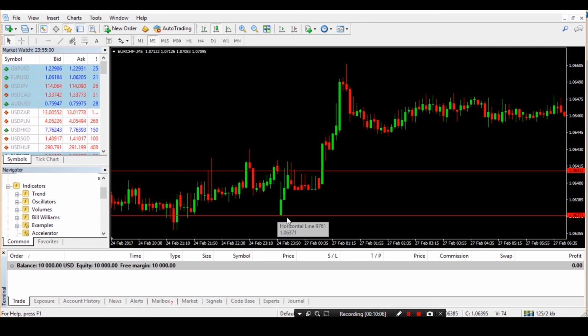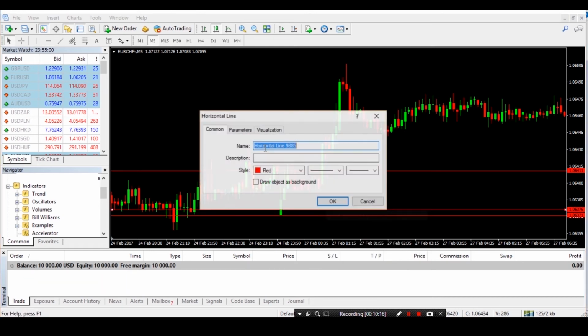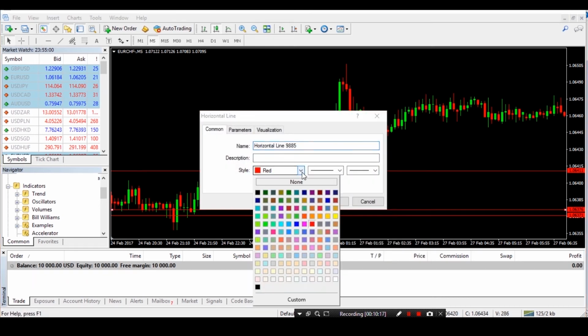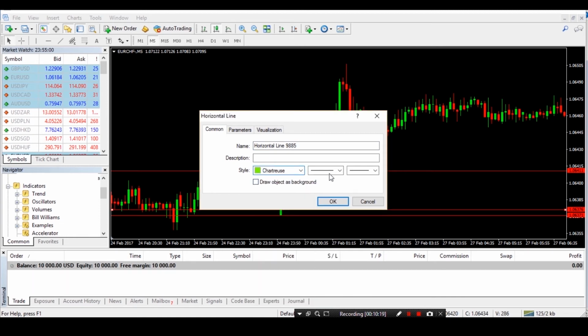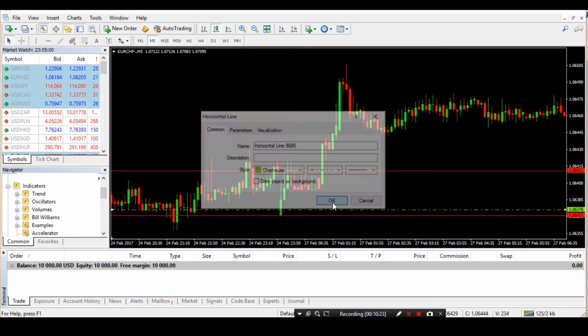In this case, we wouldn't have much time to actually place a pending order. So in this instance, we just simply buy. So this would be our buy trade. Hopefully we'd catch it as early as that. And we'd want to set a take profit.